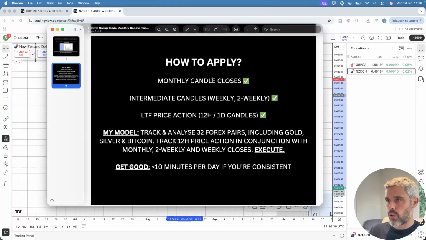So how are we going to apply this? We want to wait for monthly candle closes. We want to also track intermediate candles. So we're tracking weekly and 2 weekly candle closures, and we're building a story of price on the monthly time frame in conjunction with the smaller time frames that make up the monthly candle. We're then using lower time frame price action, 12-hour price action, 1-day price action, to time trades in conjunction with higher time frame candles. So this is my model.